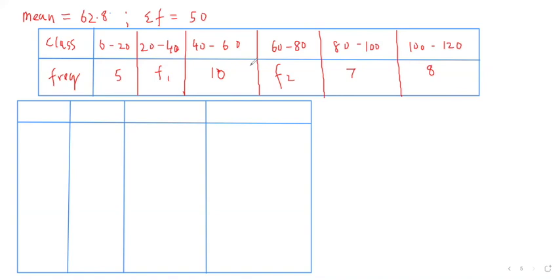Someone else to speak up, going in some sort of order. Mariam Shweb, can you hear me? Go ahead and tell me the class intervals, please. 0 to 20, 20 to 40, 40 to 60, 60 to 80, 80 to 100, 100 to 120. Thank you.